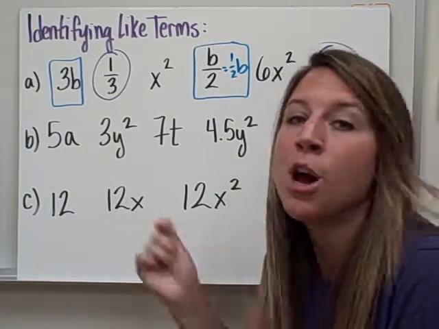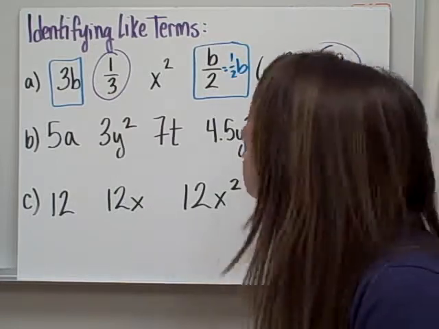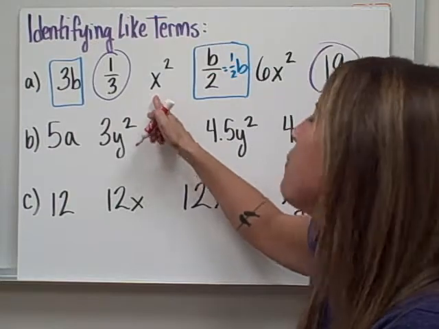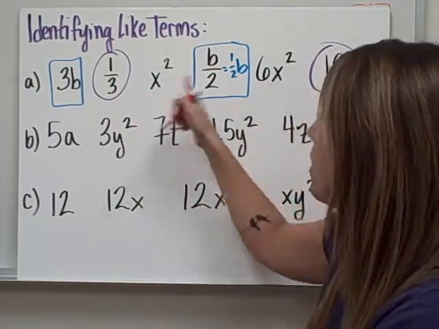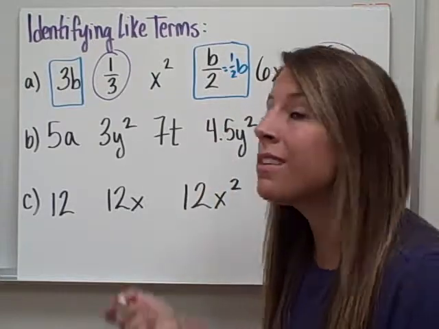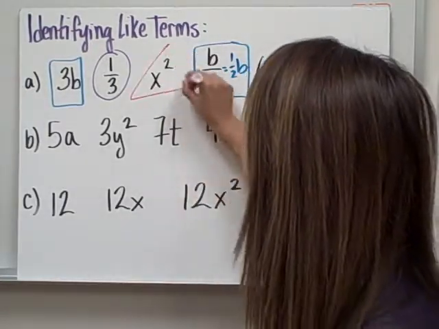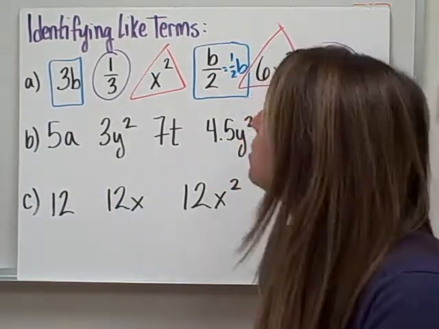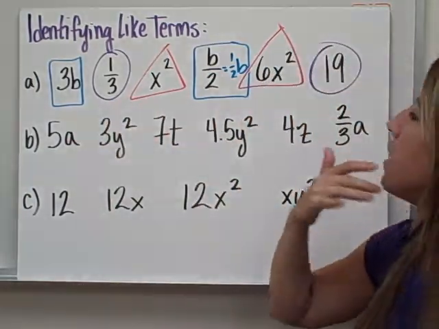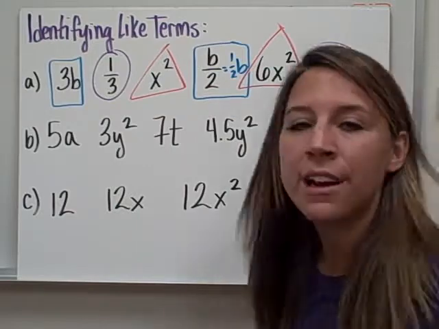That's what I like to do. Maybe underline them differently. Whatever works for you. And then I have x squared left and 6x squared. Well, they're both x's squared, raised to the second power. So they are like terms because they have the same variable raised to the same power. So I actually have 3 pairs of like terms here, and I'm just identifying them for now.